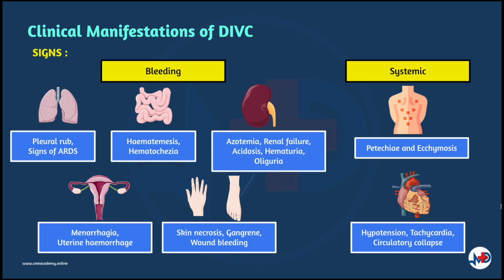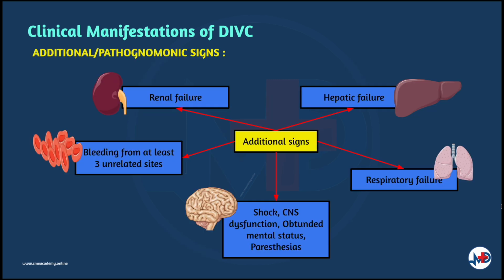For systemic signs, patients can present with petechiae on the soft palate, trunk, extremities, or venipuncture sites, and ecchymosis on traumatized areas. They can also have signs of hemorrhage and signs of shock such as hypotension, tachycardia, and circulatory collapse. Not to forget jaundice, which can be one of the presentations as well. Additional signs include bleeding from at least 3 unrelated sites, renal failure, hepatic failure, respiratory failure, shock, and central nervous system dysfunction, which could include coma, obtunded mental status, and paresthesia.